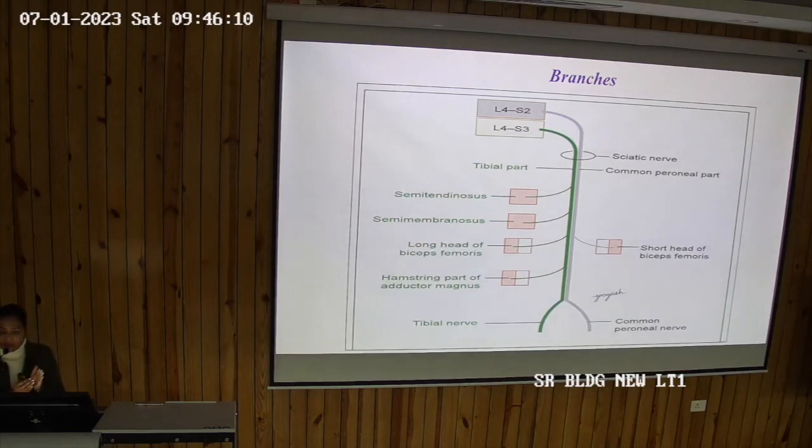Medial side के जो fibers हैं वो tibial part indicate करते हैं, lateral side के fibers peroneal part indicate करते हैं. ठीक है? So all the hamstring muscles that we have discussed will be supplied by the tibial part: semitendinosus, semimembranosus, ischial part of adductor magnus, and long head of biceps femoris. So these are the motor branches to these muscles, except the short head of biceps femoris, which will be supplied by the peroneal part of the sciatic nerve, and then it will divide into terminal branches.